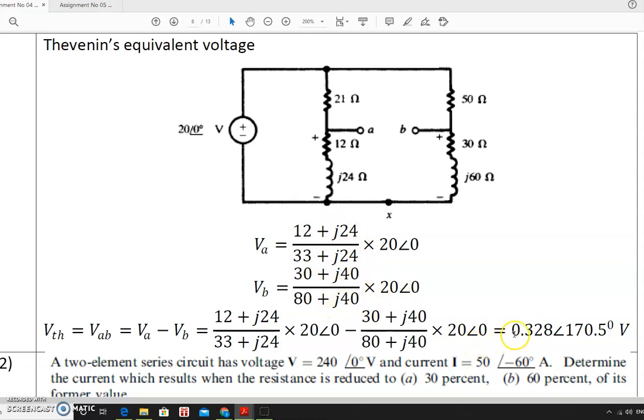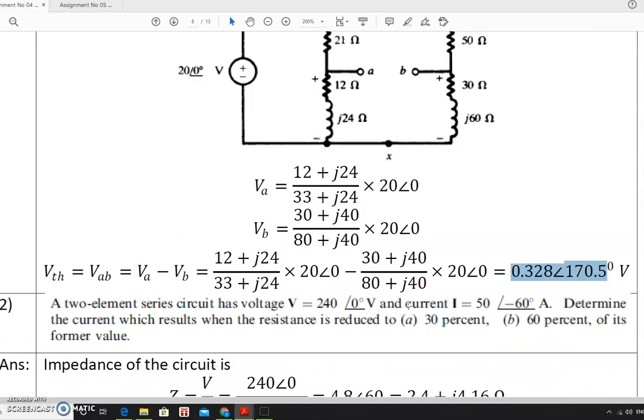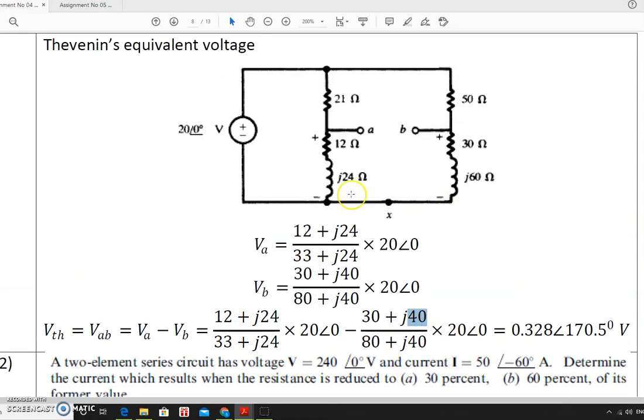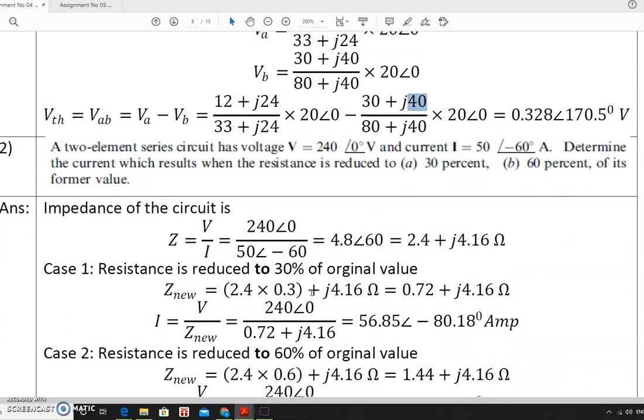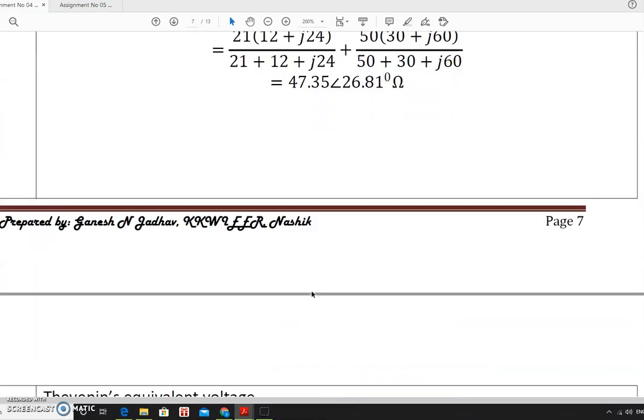If we calculate this, it will give you 0.38 at an angle of 170.5. This answer may differ because I mistakenly took it as 40; it should be j60 here. So the answer may differ from this, but this is the process to calculate the Thevenin's equivalent circuit.